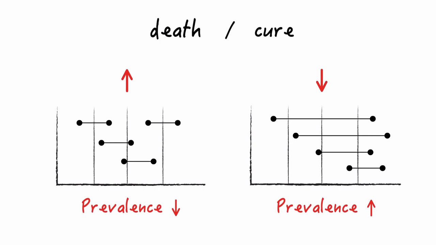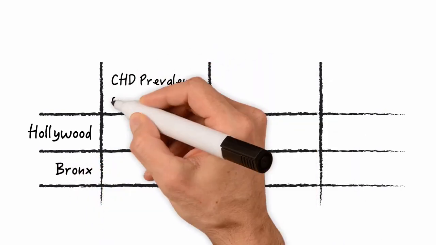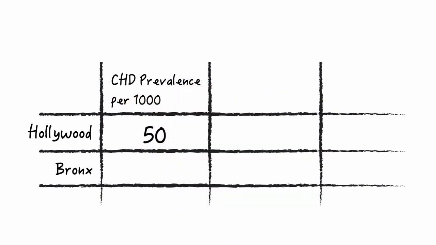Now let's use another fictitious example to clarify this point. Let's use an example of coronary heart disease in two different populations. One is the population of Hollywood. The other one is the population of the Bronx. Our fictitious Hollywood has a prevalence of 50 cases per 1,000 population. The Bronx, on the other hand, has a prevalence of 10 per 1,000. So, to the person who's not familiar with the fact that prevalence is not a measure of risk, but rather a measure of the burden of the disease, it looks like folks from Hollywood are at an increased risk of CHD. But that conclusion is not true at all here.